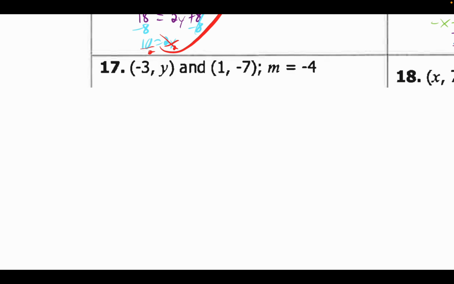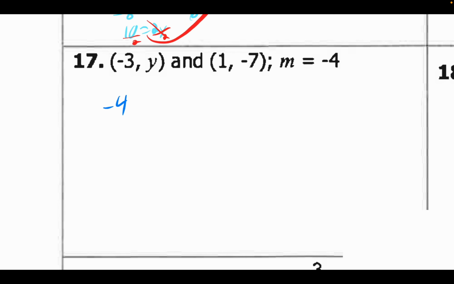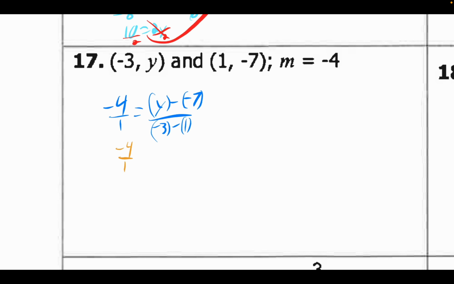Number 17 here. I'm going to do negative 4 and put that over 1 and set it equal to y minus a negative 7 on the top over negative 3 minus 1 on the bottom. So as I do any math I can here, I get y plus 7, 2 negatives in a row, over negative 4. As I look to cross multiply, I get positive 16 on one side, and I get y plus 7 on the other. I subtract 7, and I get my answer actually this time of 9 equals y.